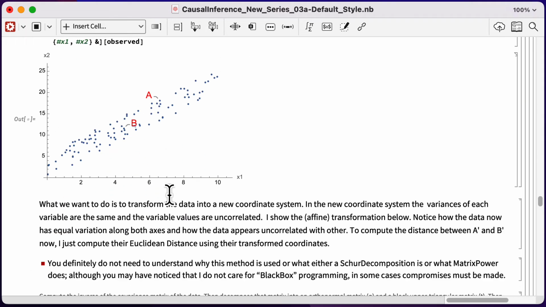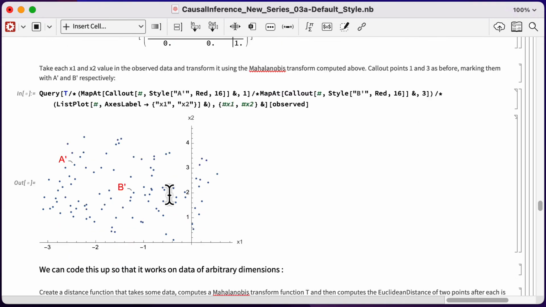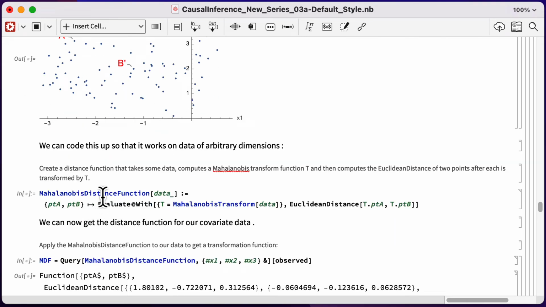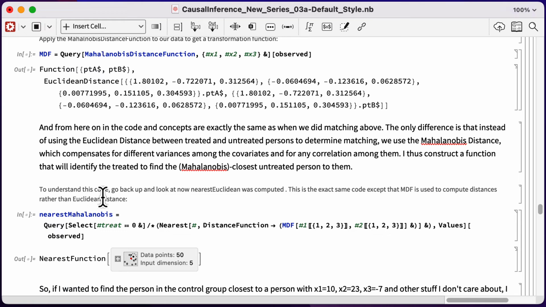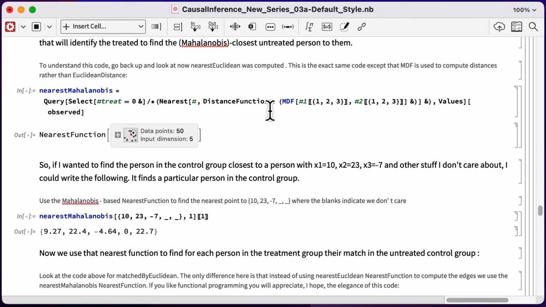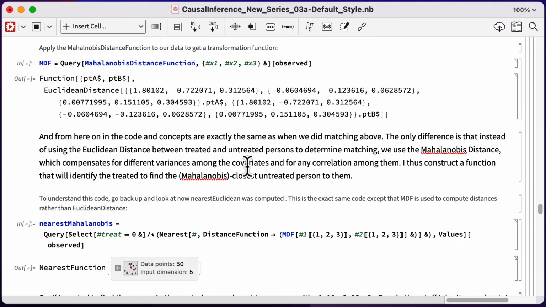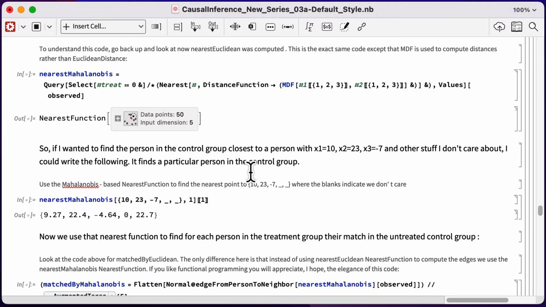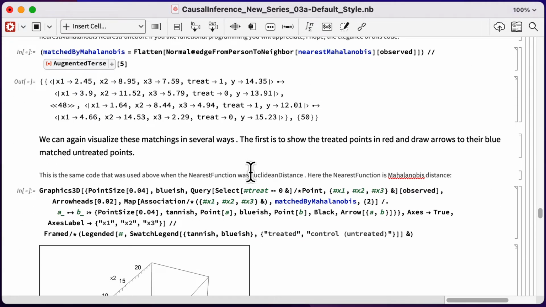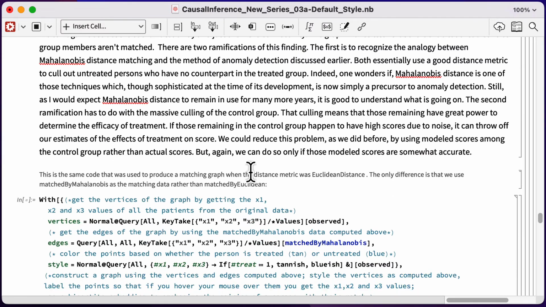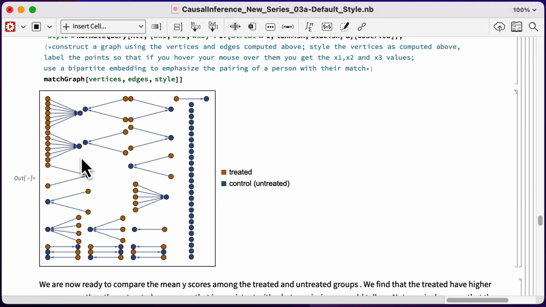I am going to skip the gory details of how you actually do a Mahalanobis transform in Wolfram Language, and get to the point here, which is that the only thing that's different is we're going to compute the nearest function using a Mahalanobis distance measure rather than the Euclidean distance we did before. When you do that, you get different matches. You still can have the problem of multiple matches, but they're different people.